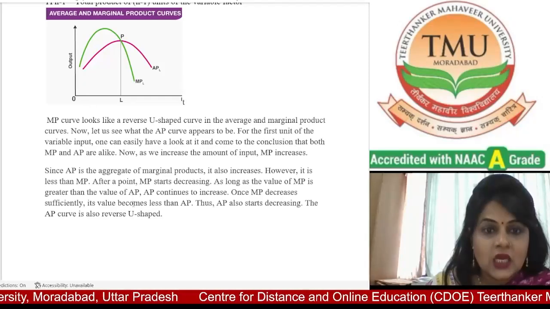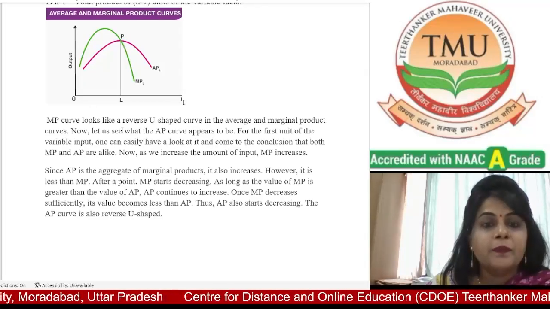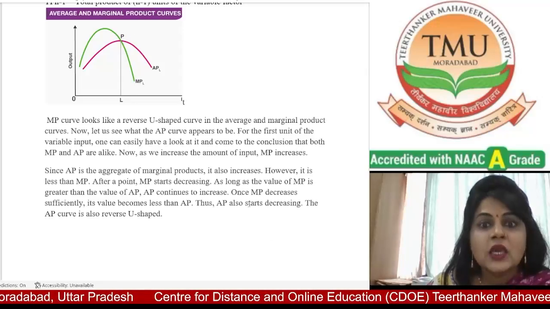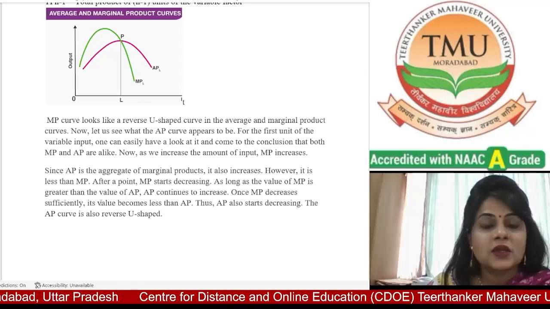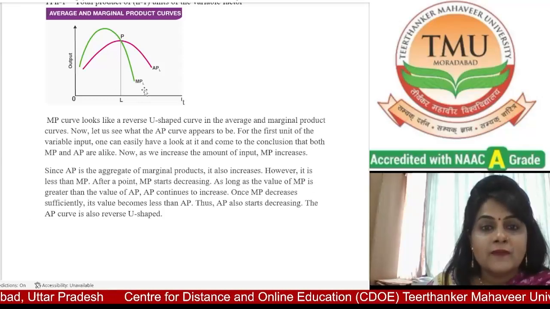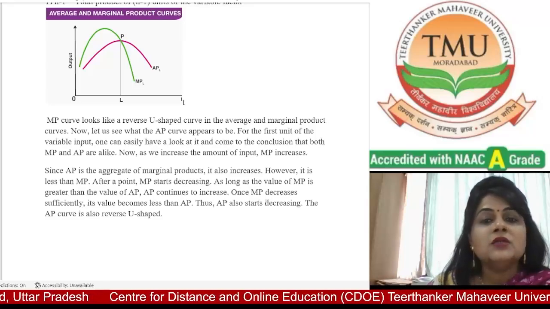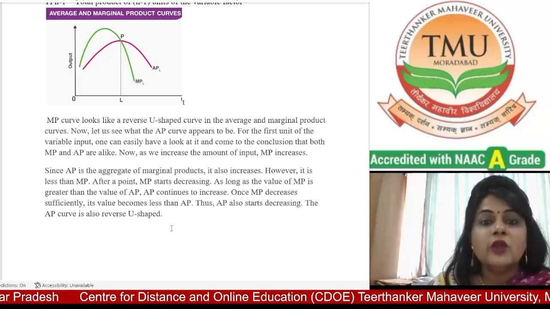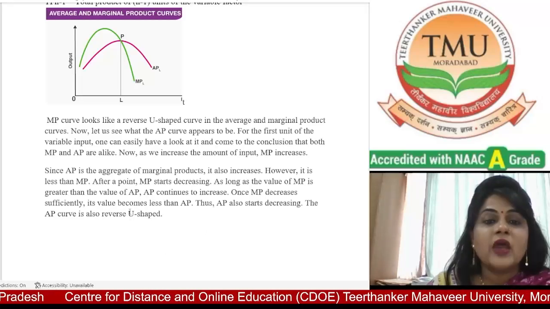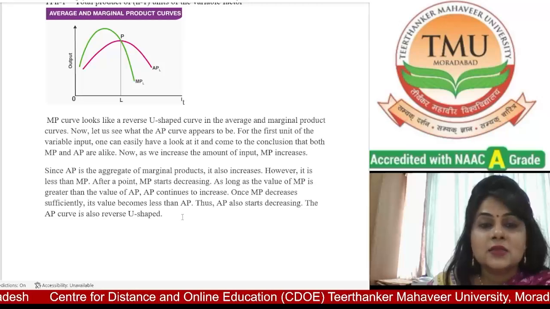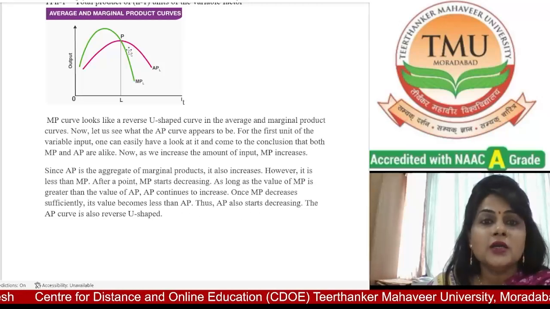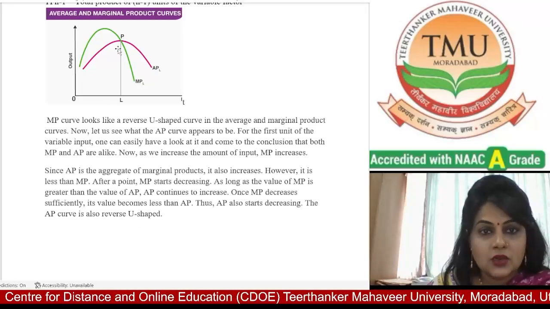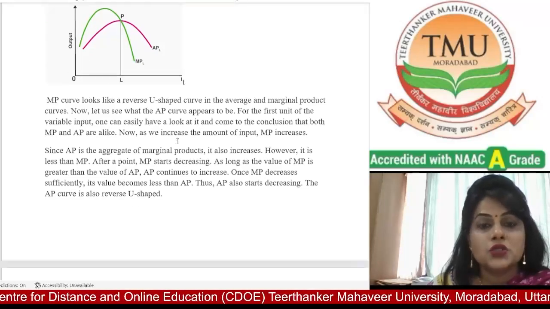MP is increasing fast. After a point, point P, MP starts decreasing. AP continues to increase as long as the value of MP is greater than the value of AP. Once MP decreases sufficiently, its value becomes less than AP. Thus, AP also starts decreasing. The AP is also a reverse U shape. You can see it is also a reverse U shape.